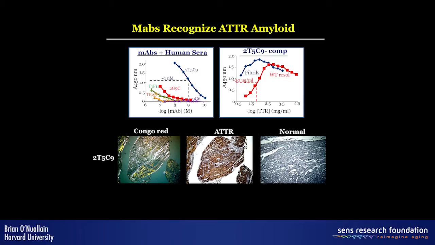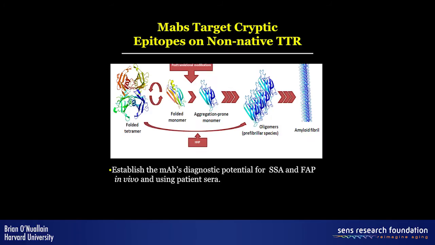And this is one of our antibodies here, and it strongly stained amyloid in the tissue, based also on the staining of an amyloid-reactive dye, Congo red. In contrast, the antibody had no reactivity with normal heart tissue. So in terms of the diagnostic antibodies, we've demonstrated that we've generated some lead monoclonal antibodies. They appear to have the properties we want.